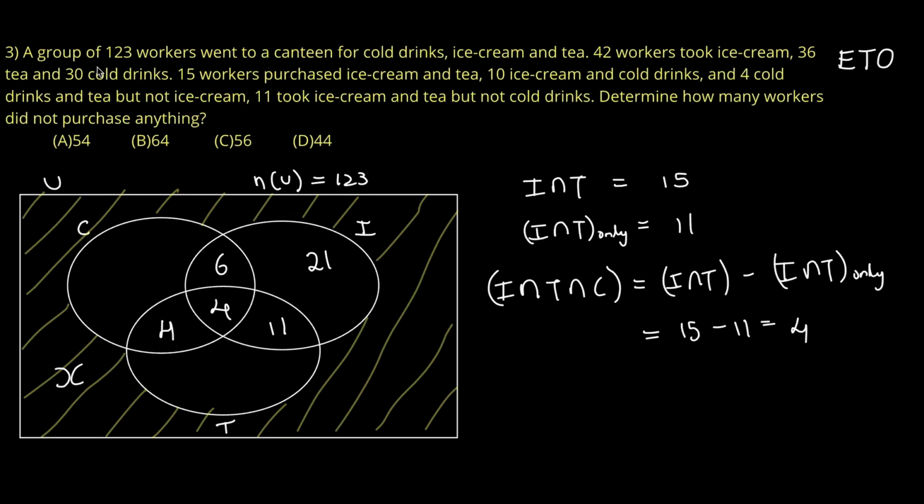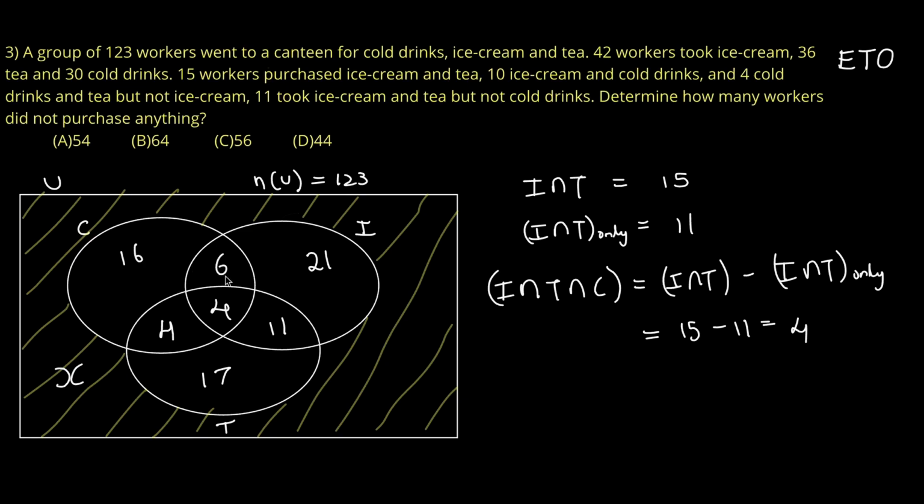And 36 workers purchased tea, but we need to find workers who purchased tea only. We get that by subtracting 4, 4 and 11 from 36, which equals 17. And 30 workers purchased cold drink. To find the people who only purchased cold drink, we need to subtract 6, 4, 4 from 30, which equals 16. Now we can easily find X.